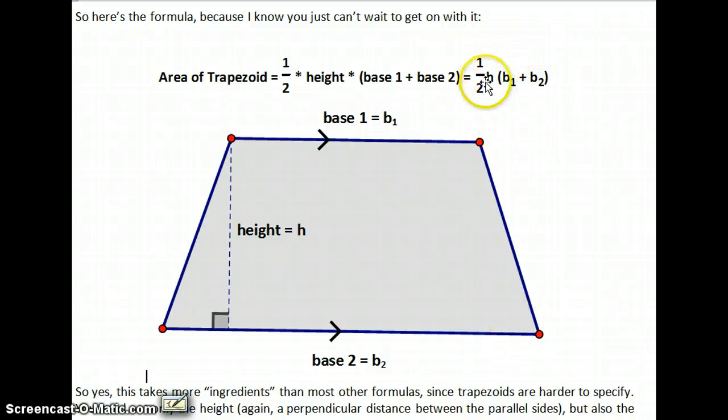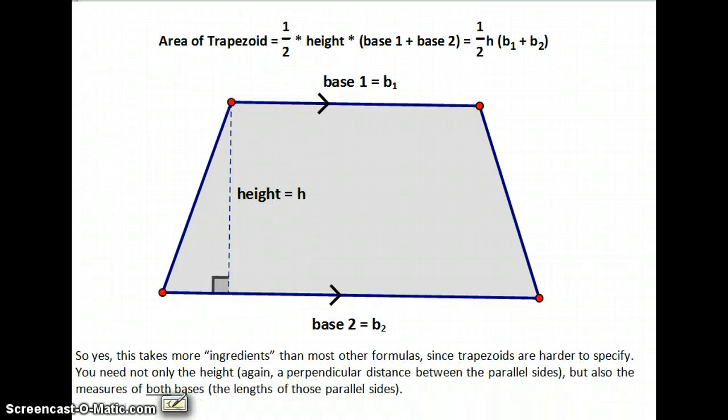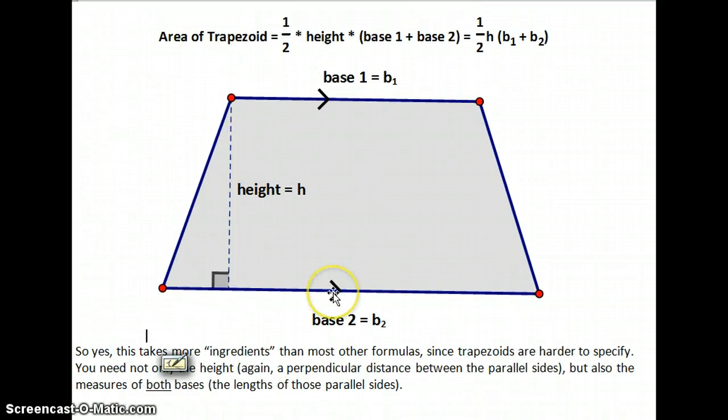Now that looks kind of wacky. There's some parentheses in there. There's three numbers. We haven't had three numbers multiplied before. There's a half in there for some reason. But really, that's pretty much what section 11-3 is about.